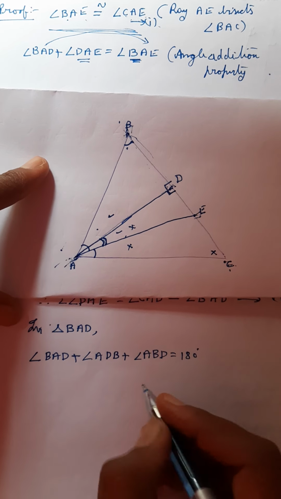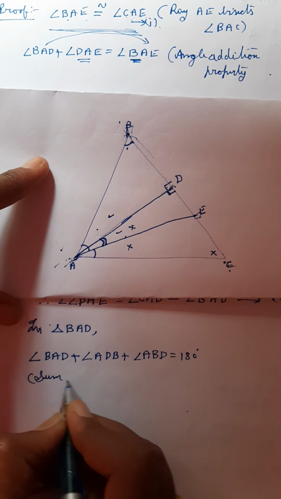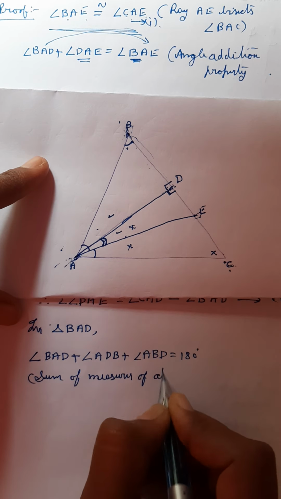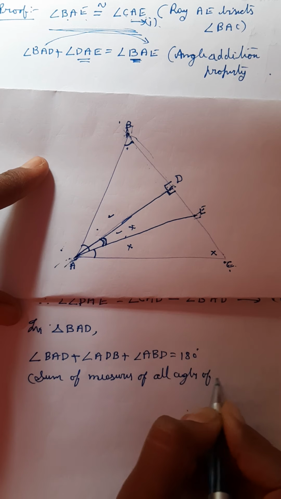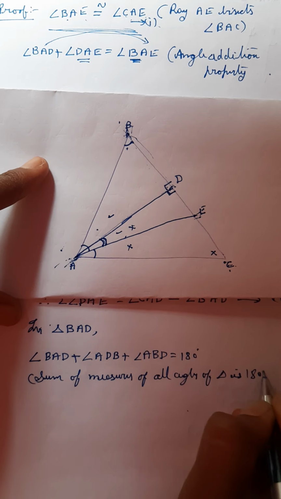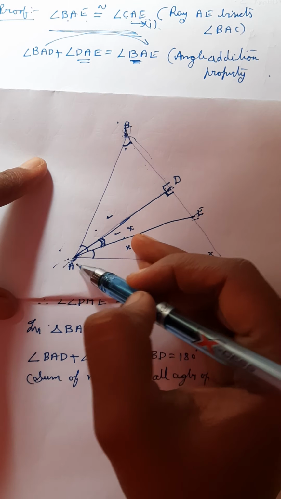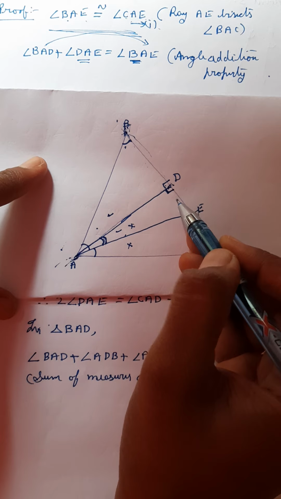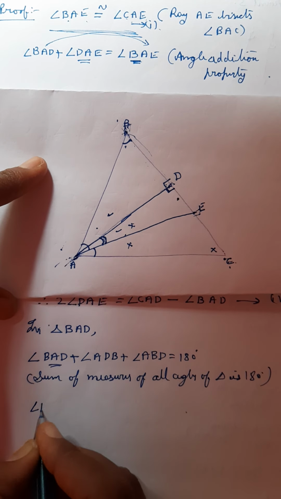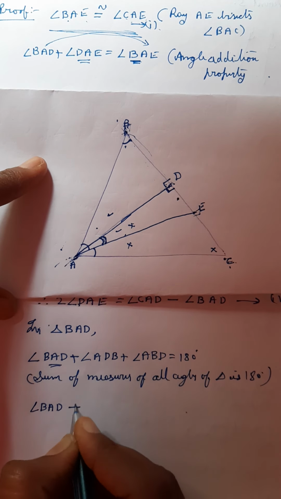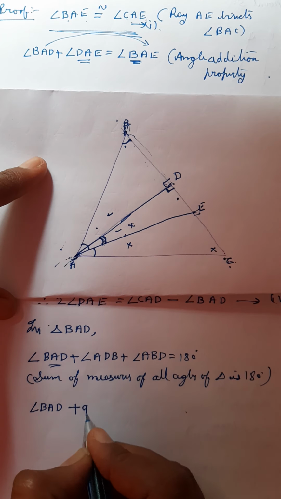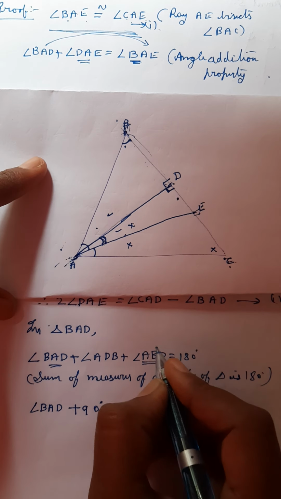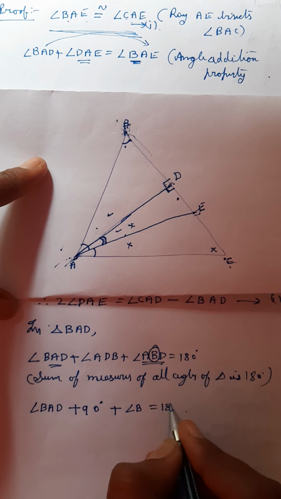Sum of angles of triangle is 180 degree. You can write the reason: sum of measures of all angles of triangle is 180 degree. So now angle BAD, see angle BAD no measure given here, we will write as it is, plus angle ADB is 90 degree plus, instead of angle ABD I will write only B, just middle one, equal to 180 degree.